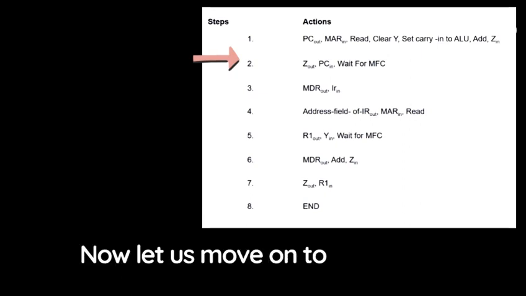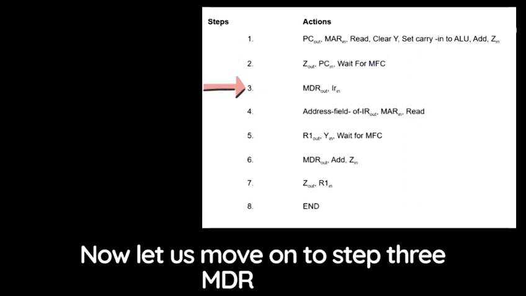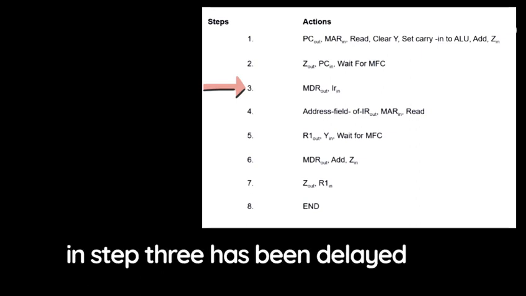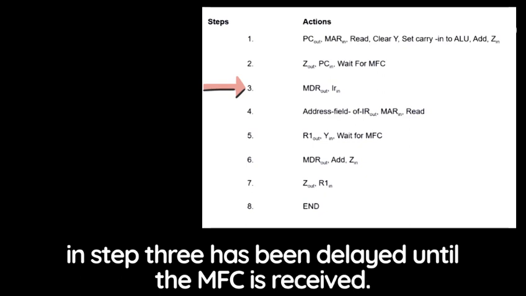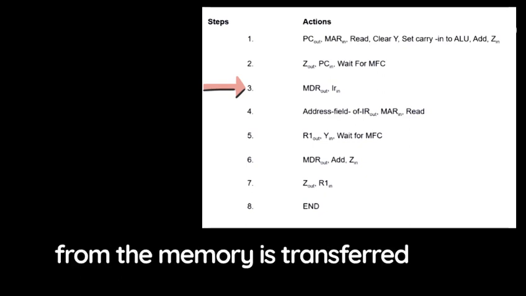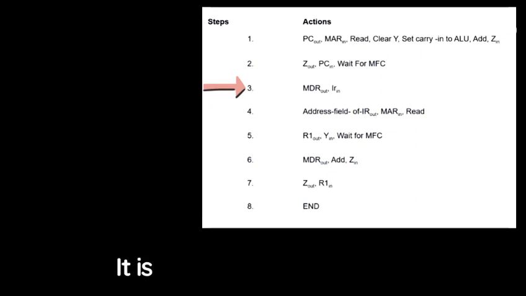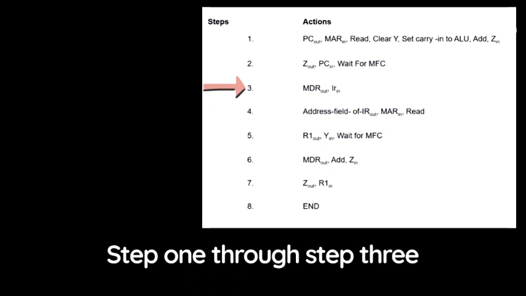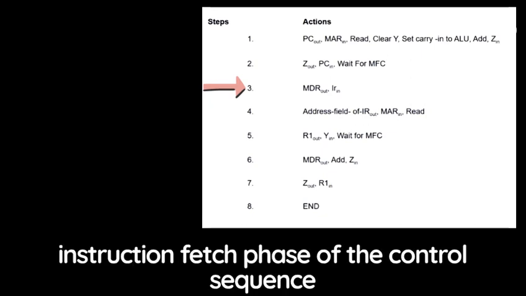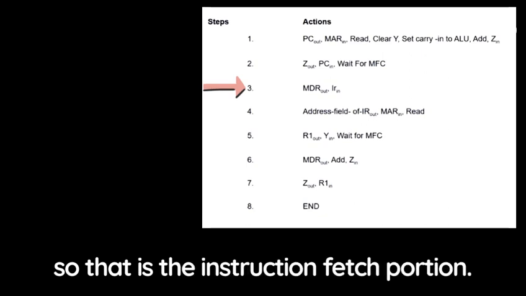Now let us move on to step 3. MDR out, IR in. Step 3 has been delayed until the MFC is received. Once MFC is received, the word fetched from the memory is transferred to IR. What is IR? It is the instruction register. Step 1 through step 3 constitute the instruction fetch phase of the control sequence. So that is the instruction fetch portion.